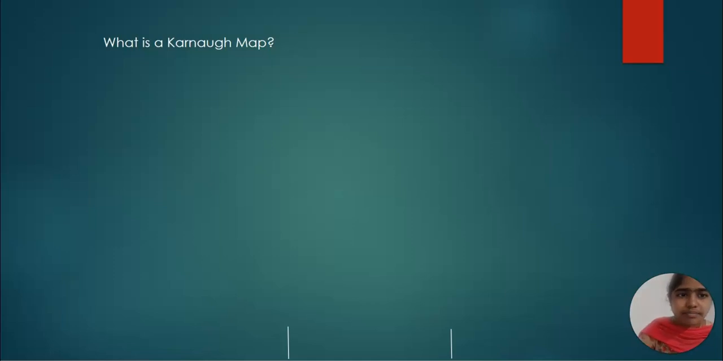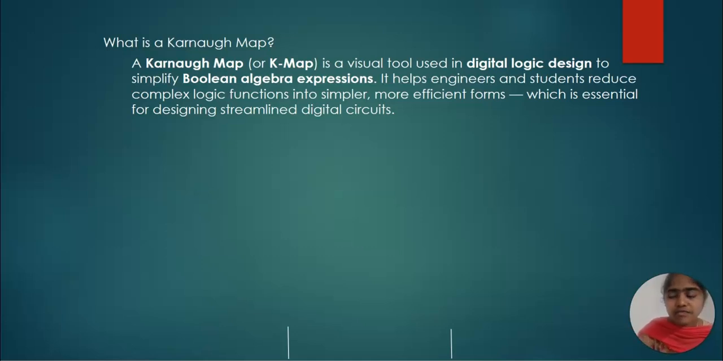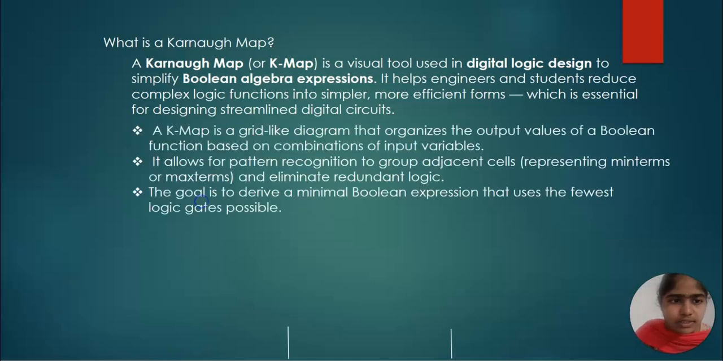What is a Karnaugh map? Finally, in this session we have to discuss the Karnaugh map. A Karnaugh map is a visual tool used in digital logic design to simplify Boolean algebra expressions. It helps engineers and students reduce complex logic functions into simpler, more efficient forms, which is essential for designing streamlined digital circuits. There are many advantages of the Karnaugh map.